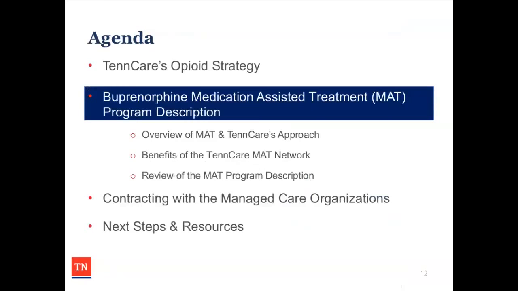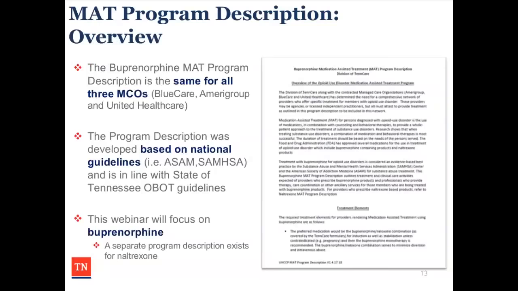Sorry, Dr. Wu. So next we'll dive into the actual program description itself to give an outline of the different components. Let me first say that we recognize that there are different medication modalities within MAT. Today we're focused specifically on buprenorphine. The reason is that for buprenorphine prescribers, there's a different set of both federal and state regulations that allow you, a provider, to prescribe buprenorphine products. So today we are really going to dive in deeply to the buprenorphine program description.